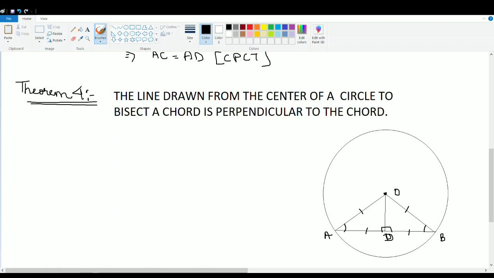So next we will learn a theorem where the proof will not be given, but a bit of illustration will be given.